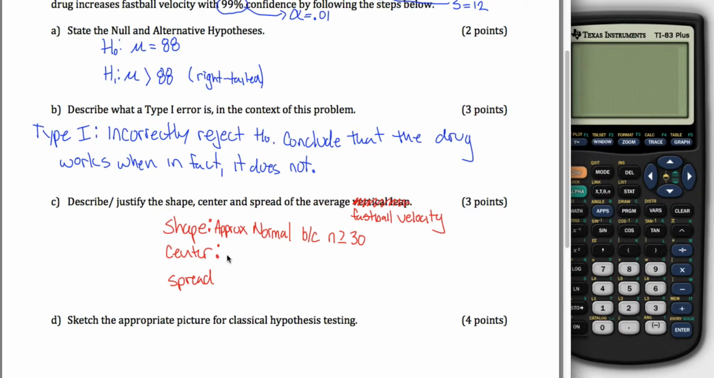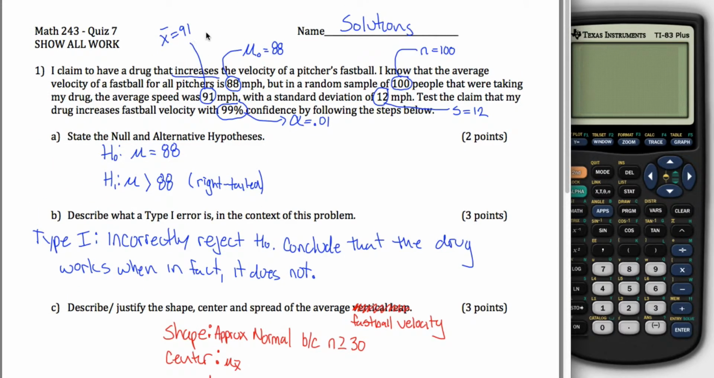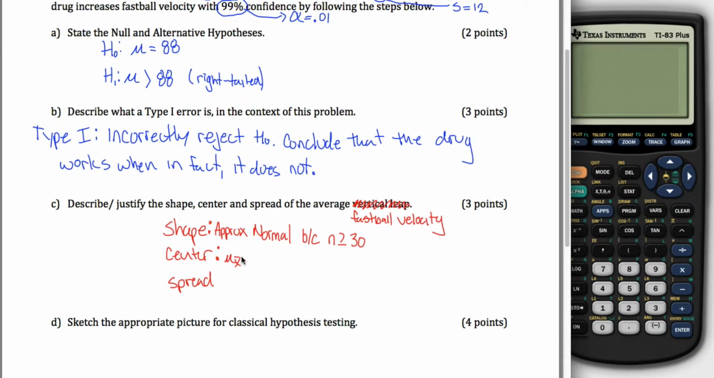Center? Okay, let's see. Mu sub x bar is the population average of all the sample averages. I know that my sample average was 91, but that's just one of them. What I want to know is the population average of all those averages. Well, that would be equal to mu. Unfortunately, we don't know mu, but we assume the null hypothesis is true, and the null hypothesis tells us that mu equals mu naught, in this case being equal to 88.